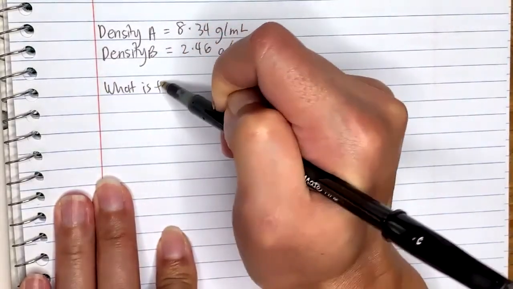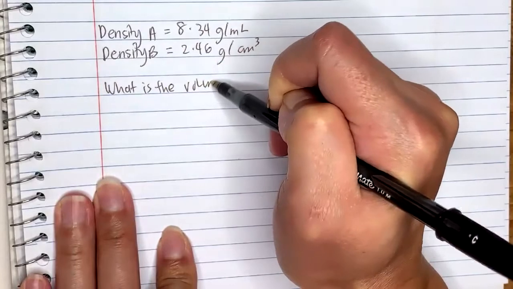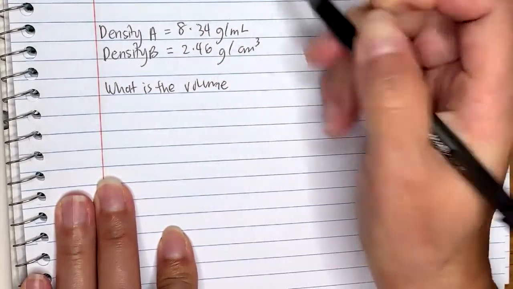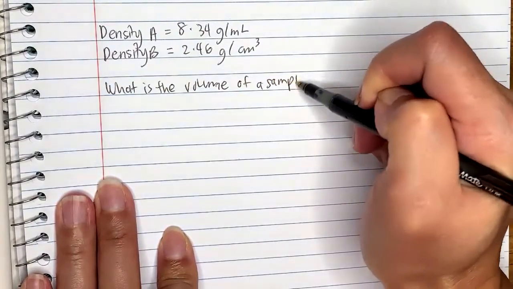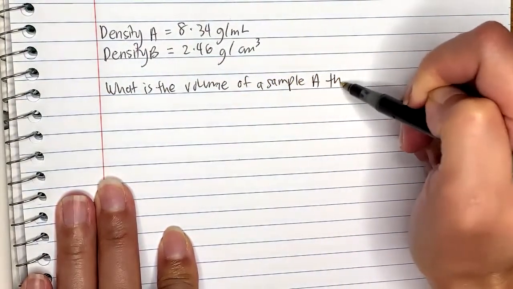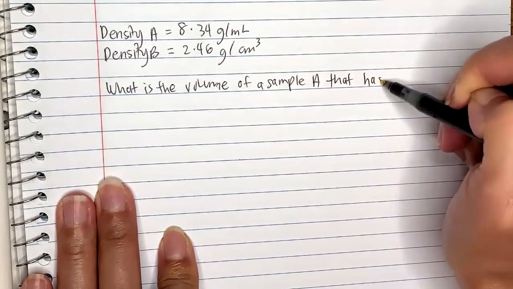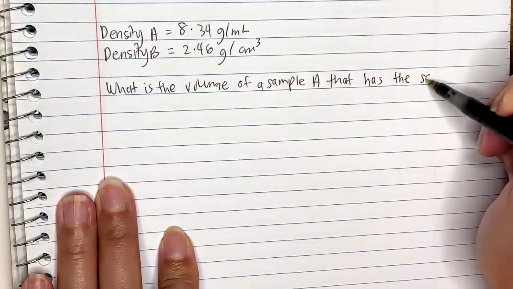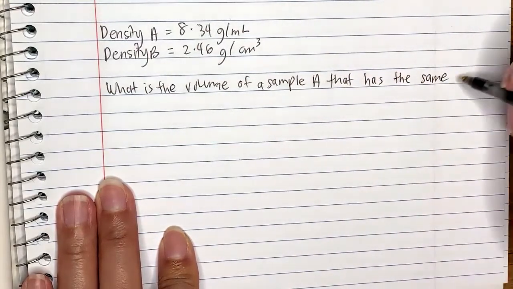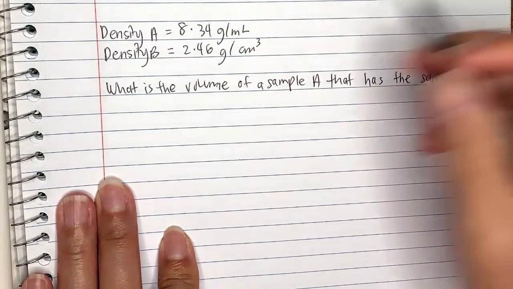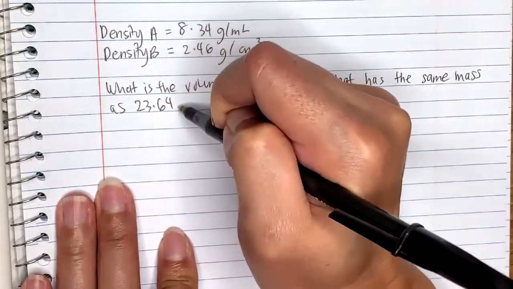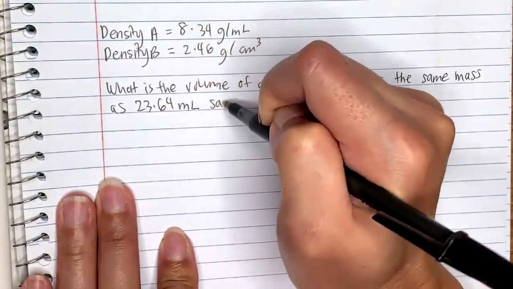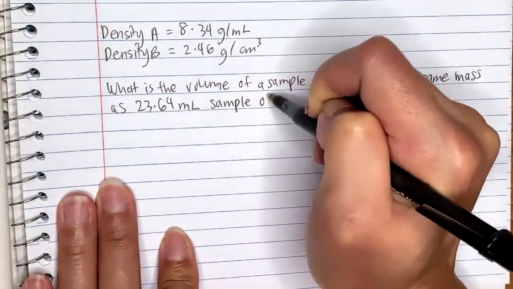What is the volume of a sample A that has the same mass as 23.64 milliliter sample of B.